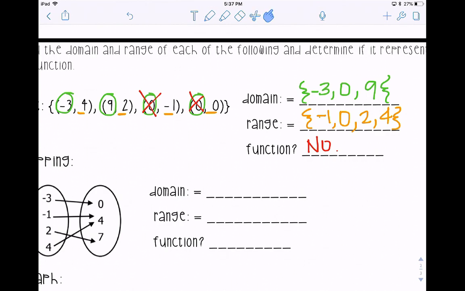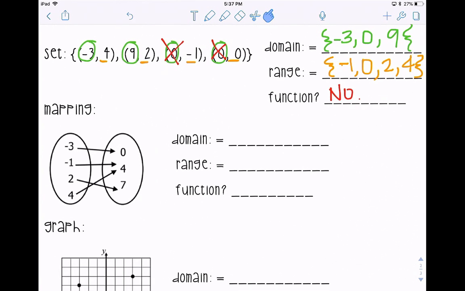All right, so looking at the mapping, same thing. What is the domain and what is the range? So these are discrete because they're specific points. So again, we're going to list out when they're discrete. So our domain is our x. So these are our x's. So I'm going to write them as a set. So squiggly bracket in order from least to greatest. This mapping, these are in order from least to greatest. So I can just write them like that. Negative 3, comma, negative 1, comma, 2, comma, 4. Close my bracket.